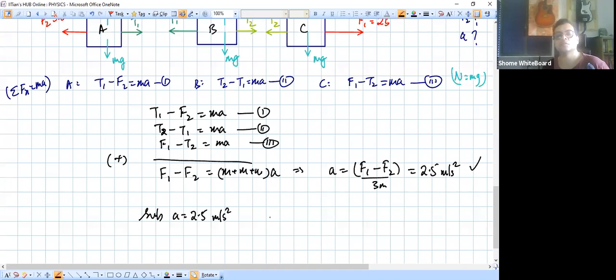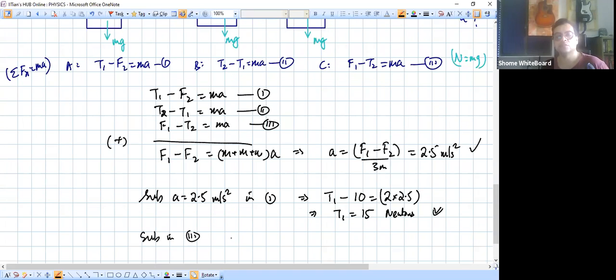Now substitute this in equation 1. So you'll get T1 minus F2, which was 10, is equal to mass, which was 2, into acceleration, which is 2.5. So you will get T1 as 15 newtons. Okay. And substitute this in equation 3, for example, to get the value of T2. So you'll get F1, which was 25, minus T2 is once again 2 into 2.5. So T2, as you can see, will become 25 minus 5, or 20 newtons. So that becomes the second tension.